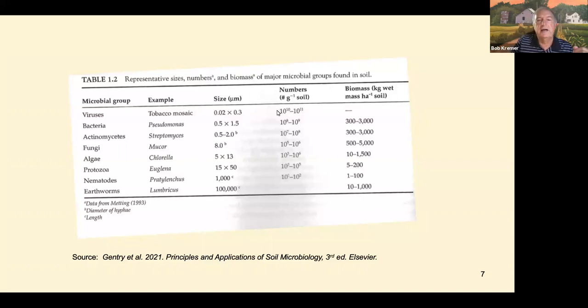So this just gives you an idea of some of the sizes. We're talking in micro terms for viruses, it's in nano terms. This is about 20 nanometers, which is a billionth of a meter. And their numbers reach up to 100 trillion per gram of soil, but they don't have a lot of biomass.